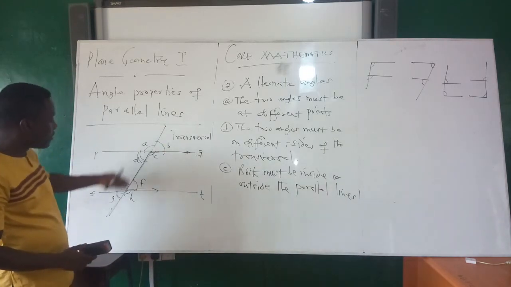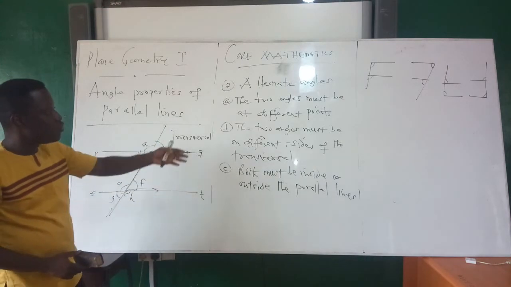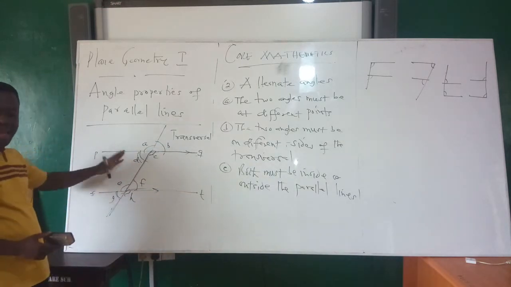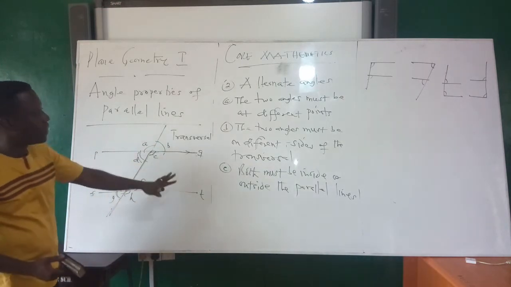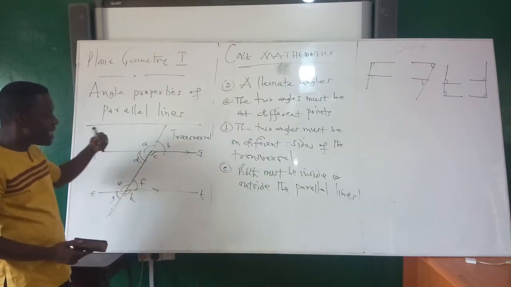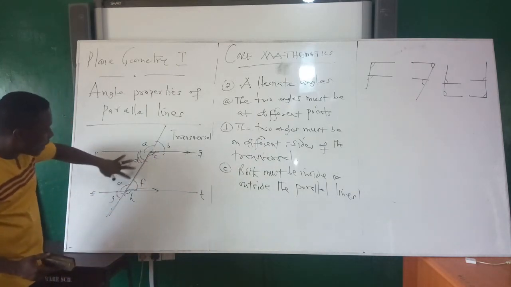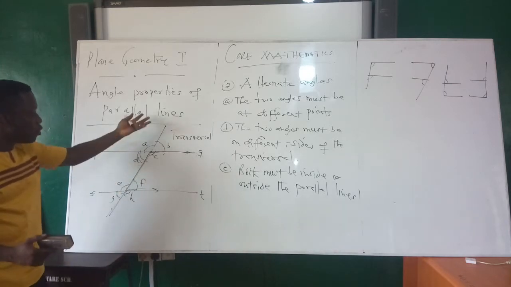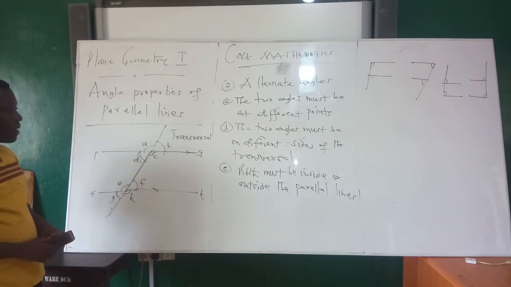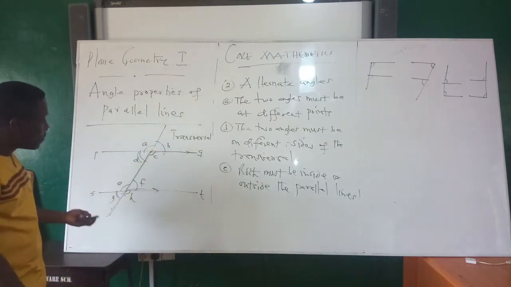So both of them must be at different points, and then the two angles must be on different sides, either on the left hand side or on the right hand side, and then both must be inside. That is, either both of them are within the parallel lines or both of them are outside the parallel lines. So in that case, we go through.